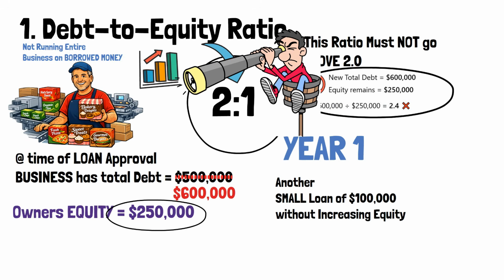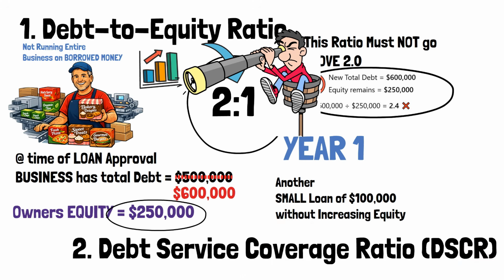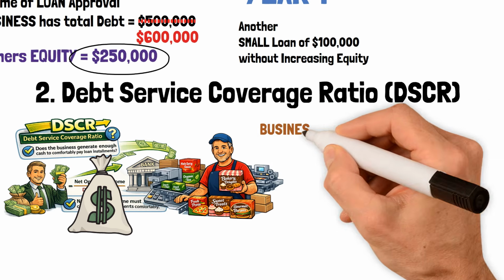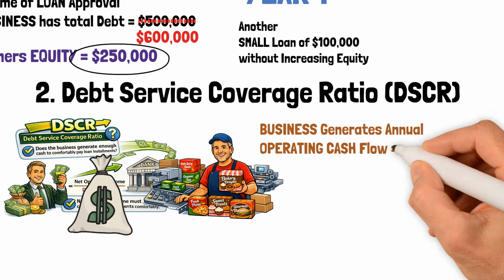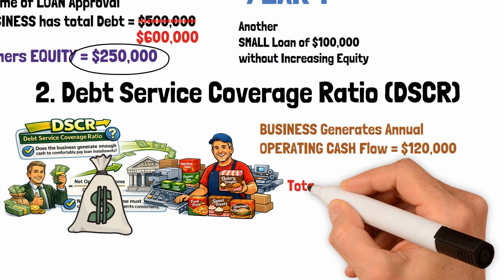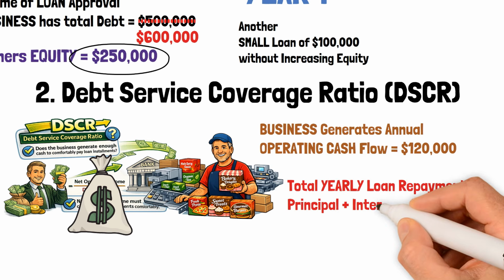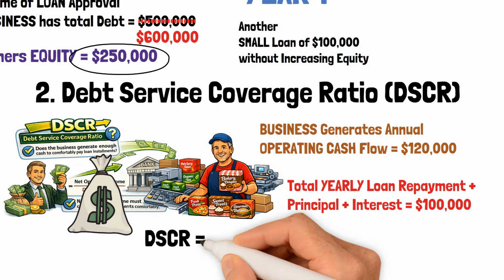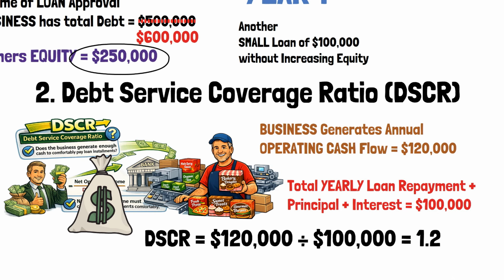The second covenant is debt service coverage ratio, commonly called DSCR. This covenant checks whether the business generates enough cash to pay loan installments comfortably. In our example, the business generates annual operating cash flow of $120,000. The total yearly loan repayment, including principal and interest, is $100,000. This gives a DSCR of 1.2.